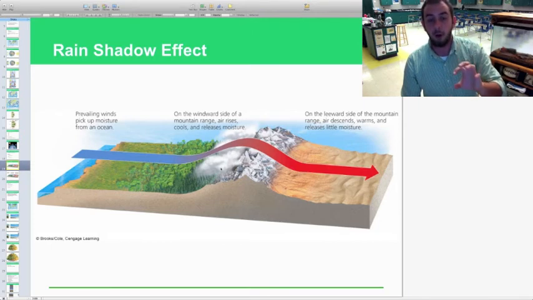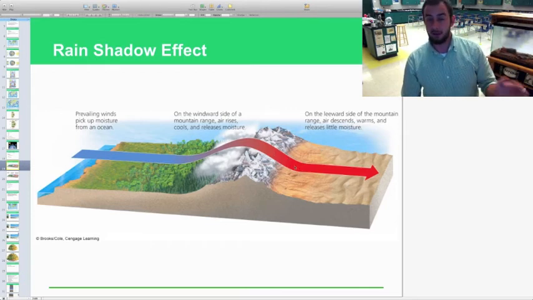It condenses on the windward side of the mountain, and then as it gets over the top, it's warmed up a little bit, and it's not as moisturized because it already dumped all of its moisture over here on the windward side of the mountain. So on the leeward side, which is this side of the mountain here, it is now warm and very dry.